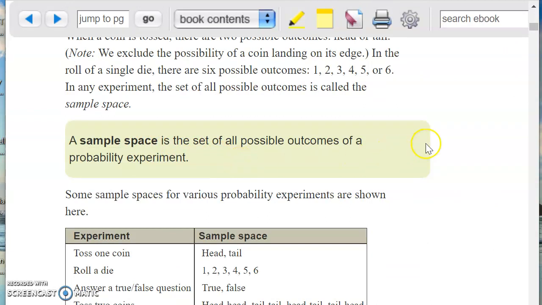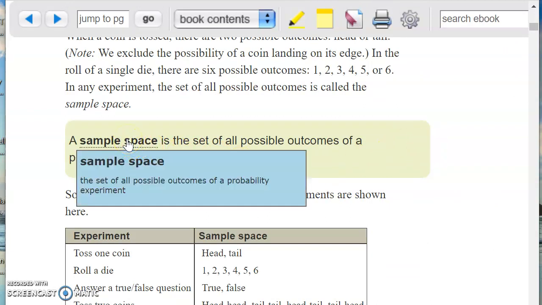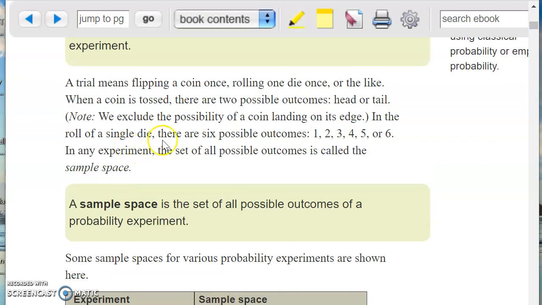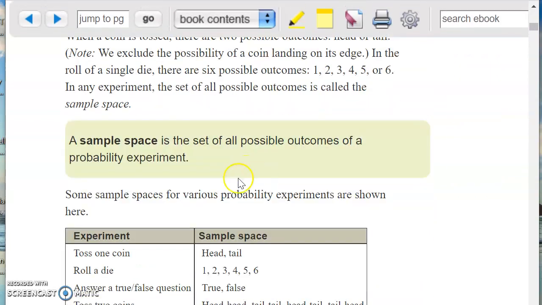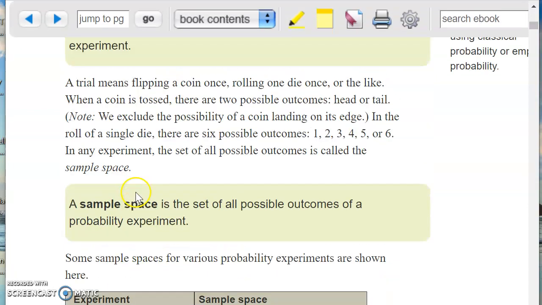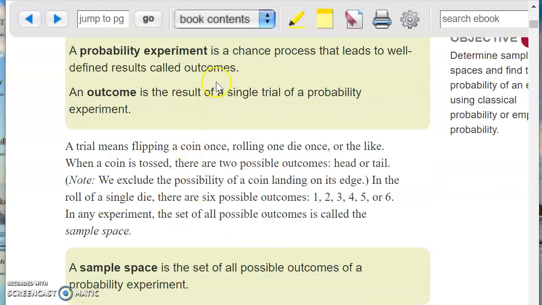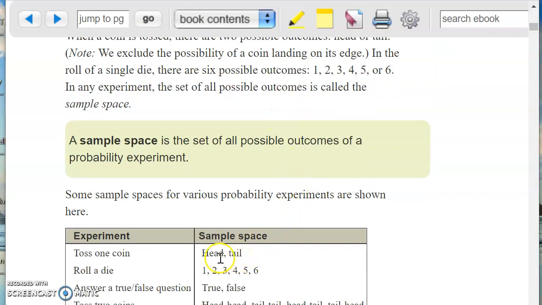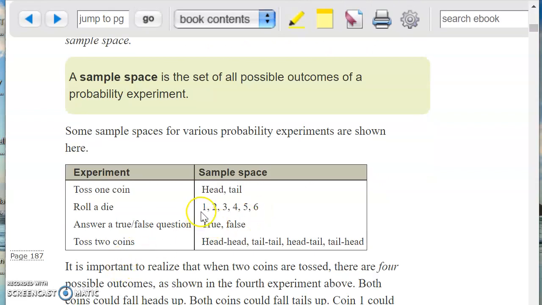Now we come up to this definition of sample space. It's the set of all possible outcomes of a probability experiment. Now remember, an outcome is a single trial. So here's some sample spaces. If the experiment is tossing one coin, what are the possibilities of tossing one coin? That's a single trial. The possibilities are get a head or get a tail. Roll a single die, the possibilities are 1, 2, 3, 4, 5, and 6. Answering a true, false question and so forth.